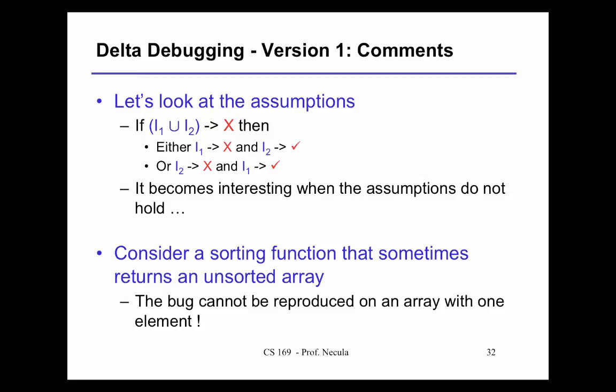So consider a sorting function that sometimes returns an unsorted array. You wrote it, you tried it on 10 examples, very small. Somebody tries it on a huge example, and it returns an array that's out of order. The question is, what is the smallest example in which the same bug shows up? It's probably not going to be a singleton array, because a singleton array is sorted already. So that's another motivation.